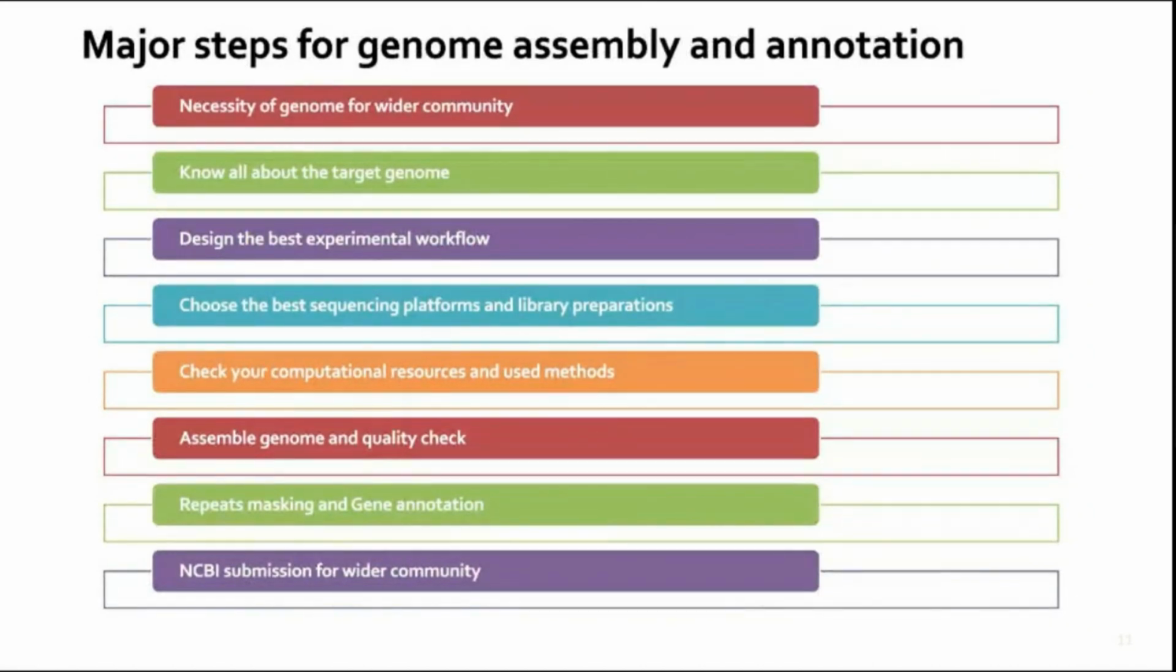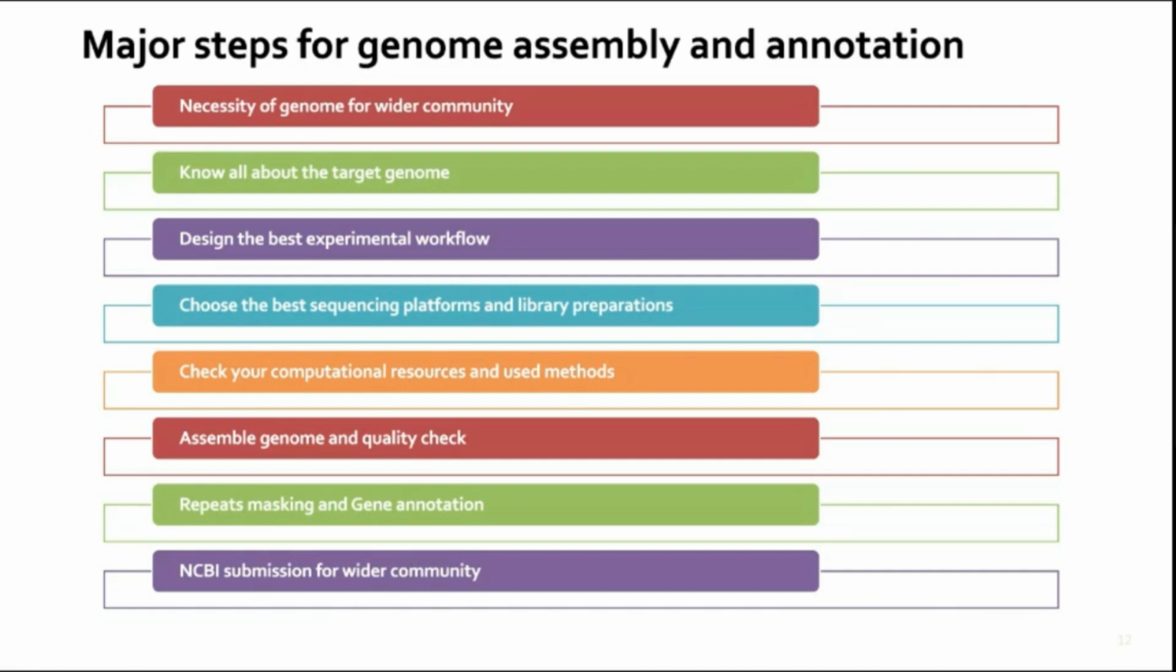Now I'm coming to the main things, which is why the major steps are required for genome assembly. We have to think, when starting any kind of genome assembly project, whether that particular genome is important. First thing, if it is important, then how is it going to serve the different human kind, animal kind, and so on. We have to think, because the first step itself is very necessary.